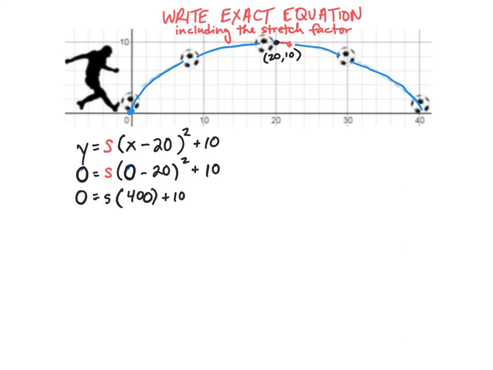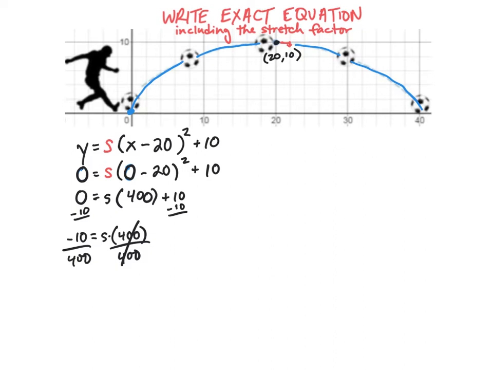We need to solve for this S times 400. We should not add 400 plus 10. That is not order of operations. That's not how we solve equations. So we need to get rid of this 10 here. So we have negative 10 equals our stretch times 400. How do we get rid of times 400? You divide by 400. Sweet. And we have solved for our stretch factor.